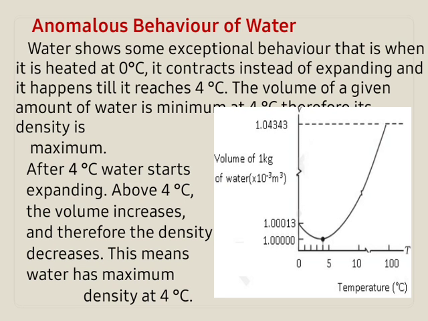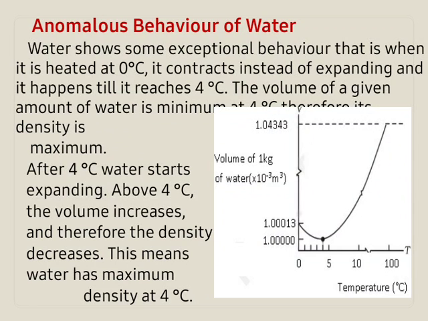This also means that when water at 4 degrees Celsius is allowed to cool till it reaches 0 degrees Celsius, it will expand instead of contracting. This is a reverse process. This expansion is called anomalous expansion of water.